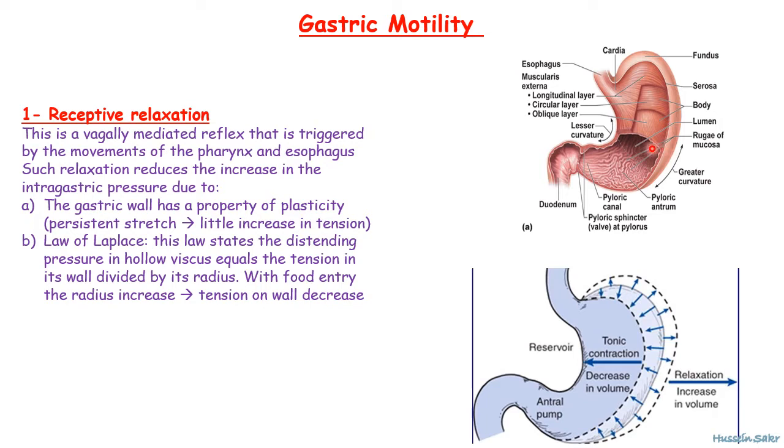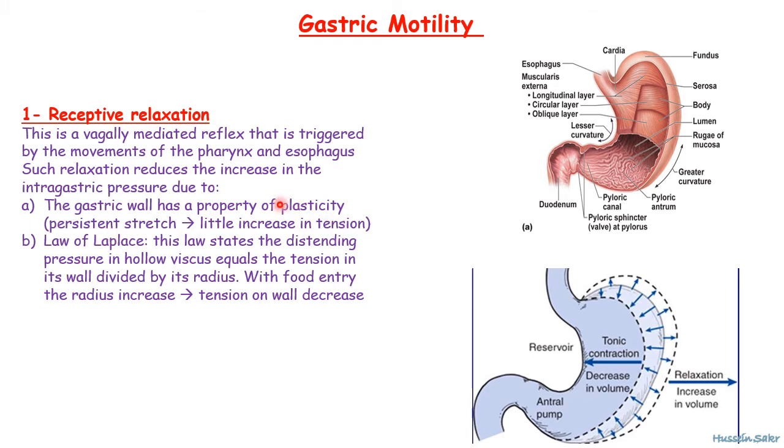And this relaxation aims to reduce the increase in the intragastric pressure. This usually occurs due to two things: the plasticity of the smooth muscles present in the stomach to reduce the tension in the wall, and the law of Laplace. With an increase in the radius of the stomach, the tension on the wall decreases. So the receptive relaxation appears in response to the pharyngeal and esophageal peristalsis mediated by the vagus nerve, and its function is to reduce the increase in the intragastric pressure, as the increase in the radius will decrease the tension according to the law of Laplace.